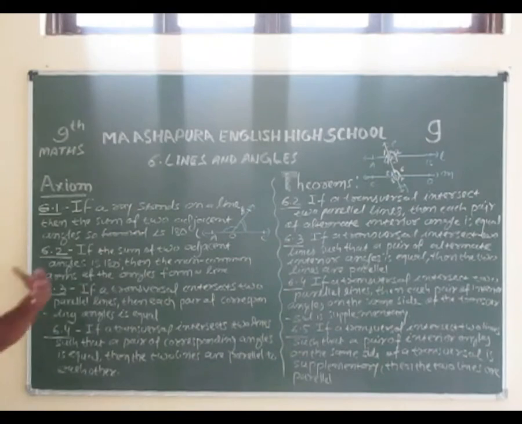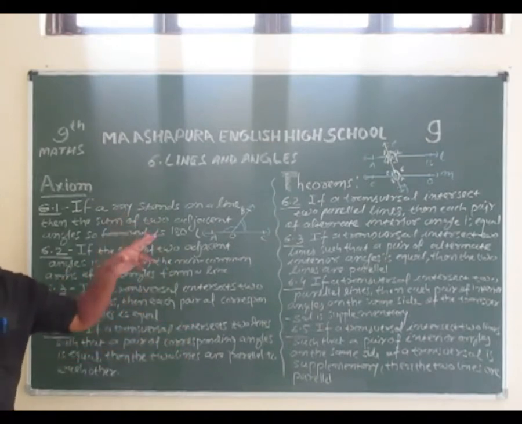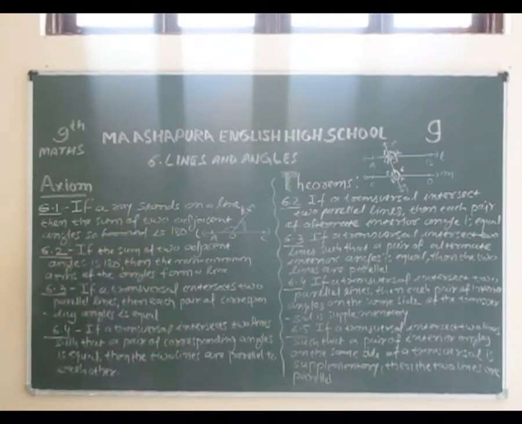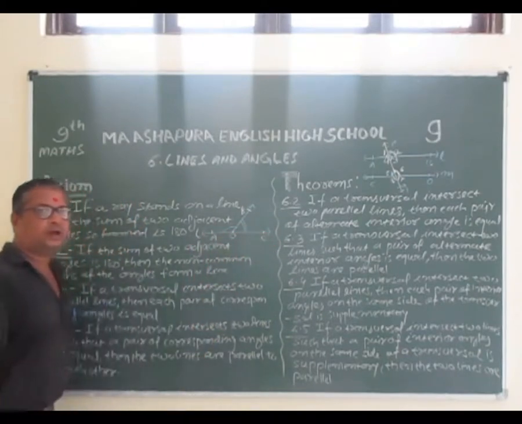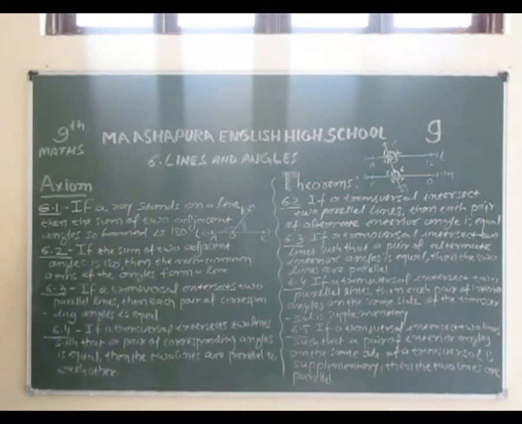Now the converse of 6.1. If the sum of two adjacent angles is 180, then the non-common arms of the angles form a line. So here we can see the non-common arms OA and OC. They form the line AOC.